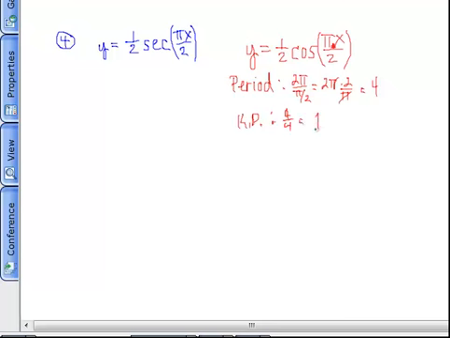So I get 1. Other things going on: sorry, I'm focusing on the cosine. I can see that I have this multiplier, that's the amplitude, so I do have a change in the vertical direction. It's going to go up 1/2 and down 1/2 from the center line. There are no vertical shifts and no horizontal shifts, so at this point I am done. I'm going to go ahead and graph this.